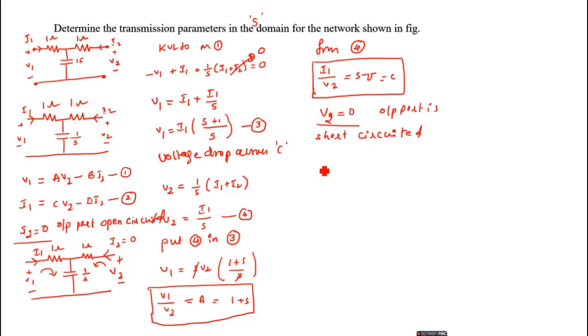Let us redraw the circuit. Redraw the circuit. 1 ohm, 1 ohm, 1 by S, I1, and here V1. V2 as 0, meaning of this is, here it is V2, it is shorted, that's why the voltage drop across the output port is 0.